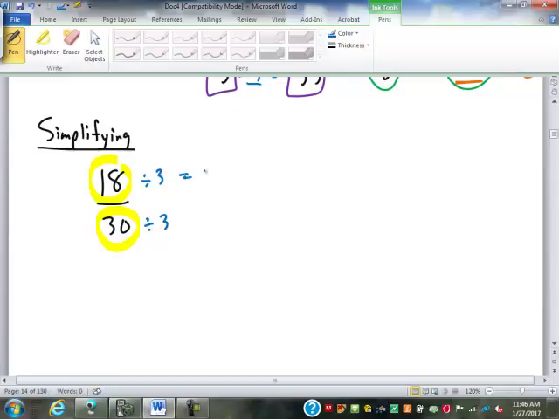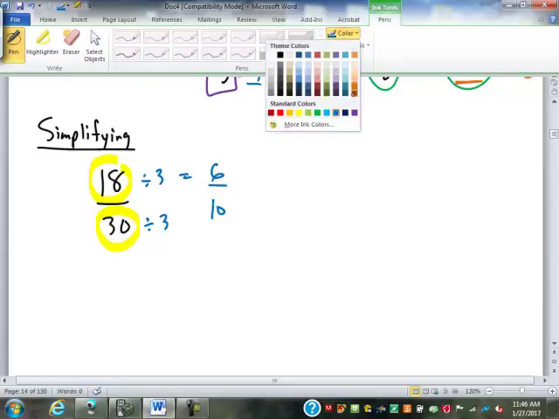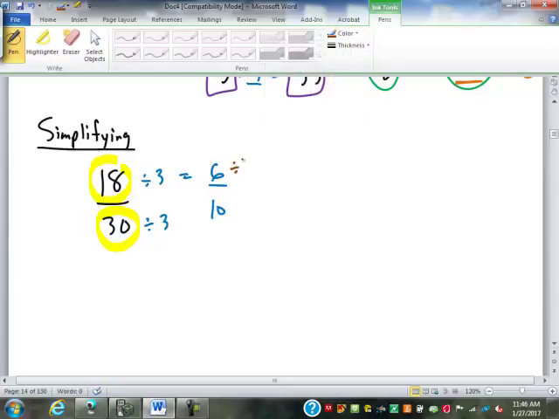18 divided by 3 is 6. 30 divided by 3 is 10. Now we see that we can still divide by 2. 6 divided by 2 is 3. 10 divided by 2 is 5. That works out just fine.